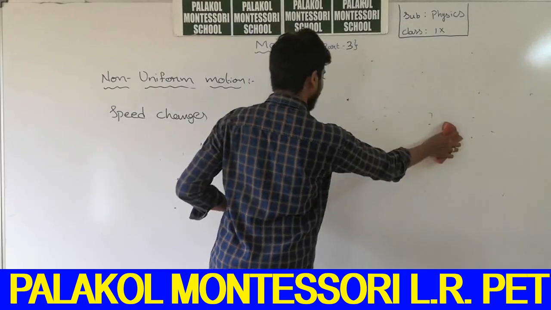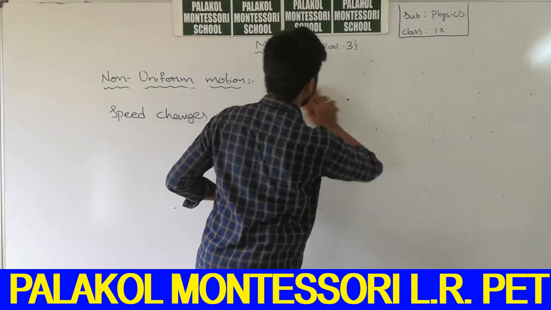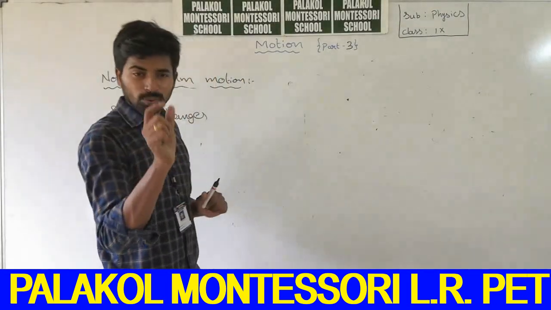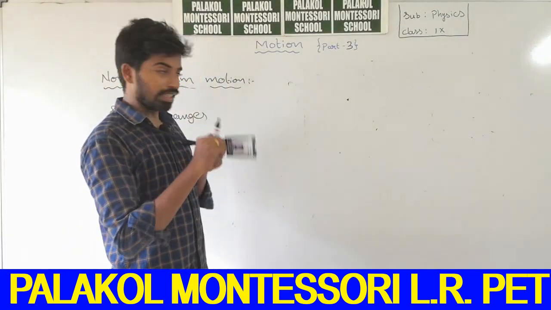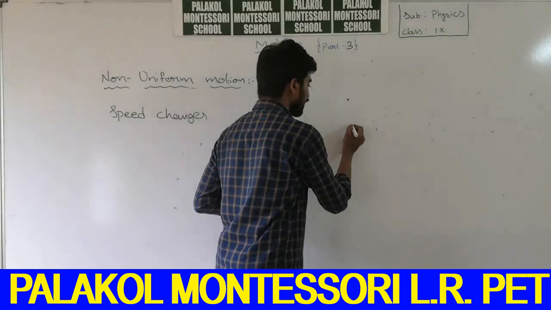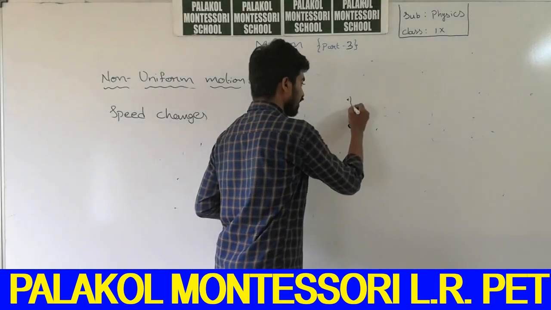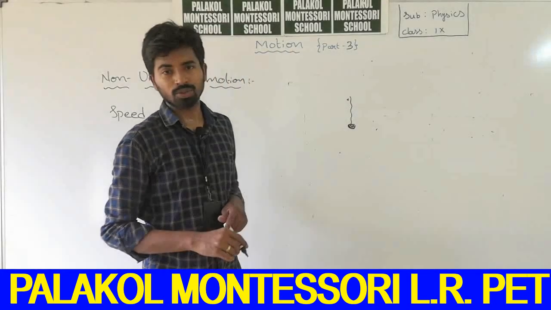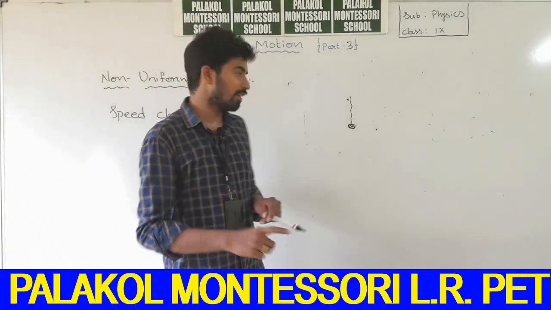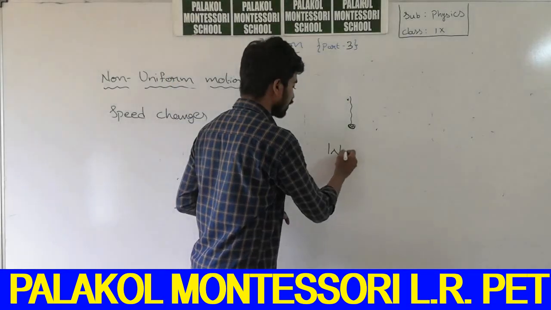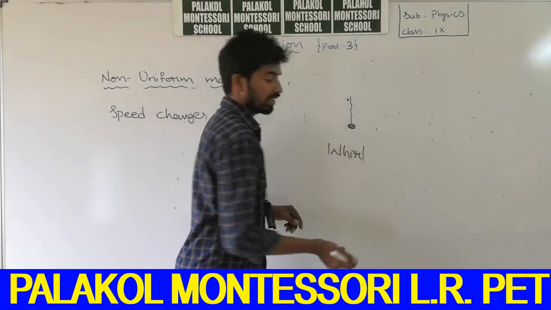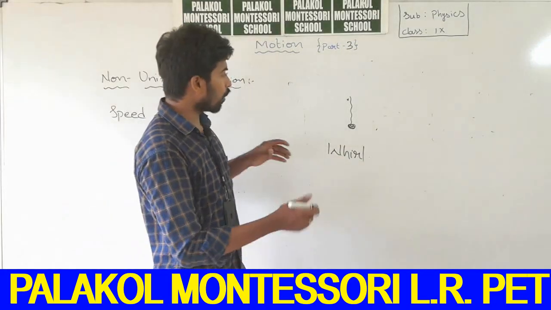So, tie a stone to a thread. I have tied this stone to a thread. Now just whirl it. Whirl means just make some rounds with that stone. So, what is the path taken?